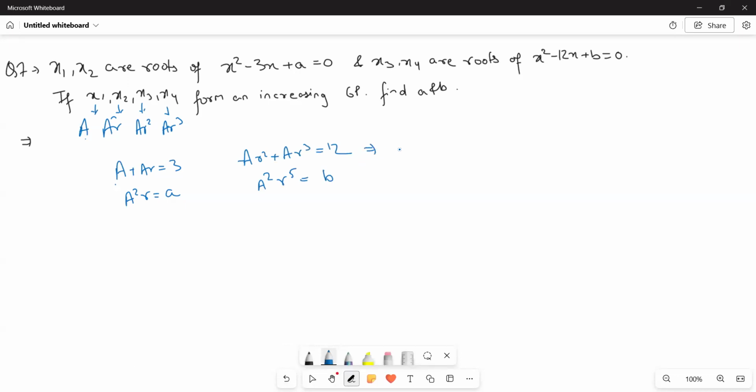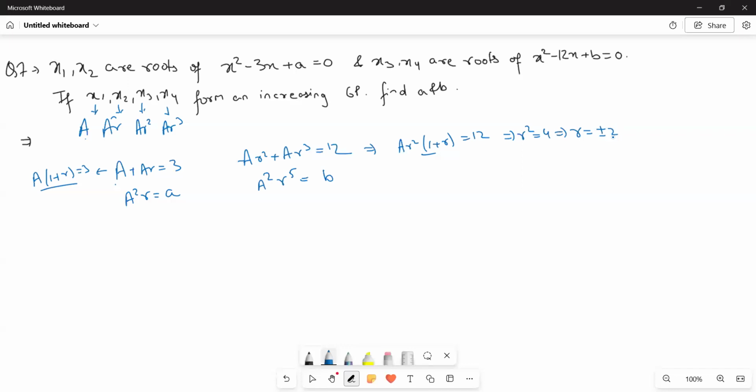Now simplifying the first equation, we can take AR square common and we'll have A into 1 plus R, which would be 12. And similarly, in this equation, we take A common. So A into 1 plus R would be 3. Now, substituting this result over here, we get R square is equal to 4 or R is equal to plus minus 2. Now, out of plus minus 2, which value should we take?